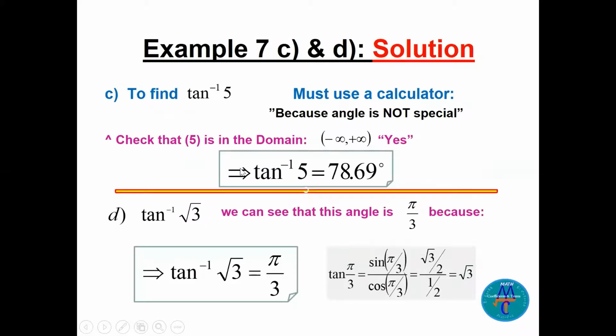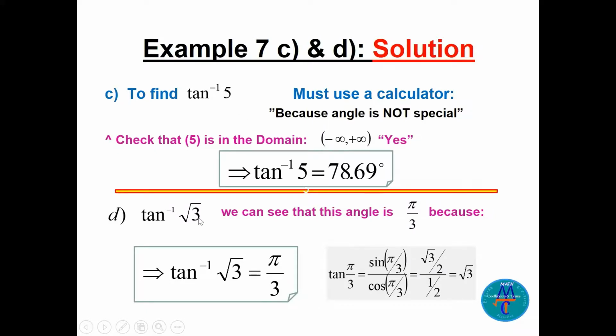Now, tan inverse of 5, there is an angle tan inverse of 5. Remember, because 5 is in the domain from minus infinity to infinity, you can put 5, you can put 15, 17, minus 29, minus 1,000, 0.1. You can put any number there, but you have to use a calculator, unfortunately. Tan inverse of 5 is not a special angle. So go to the calculator, put 5 tan inverse, it will give you 78.69 degrees. So there is an angle, whatever the number here.